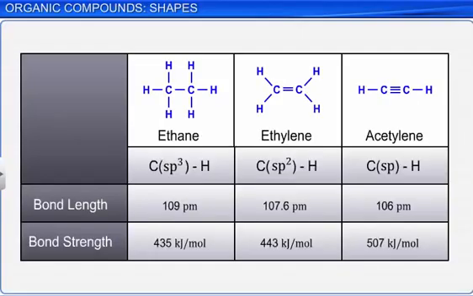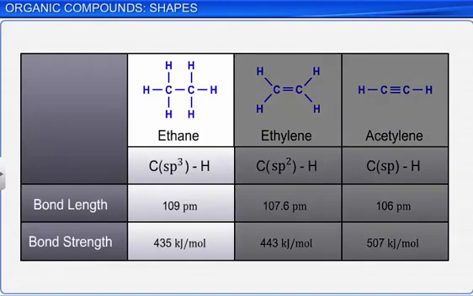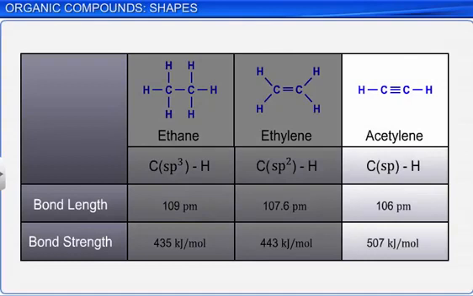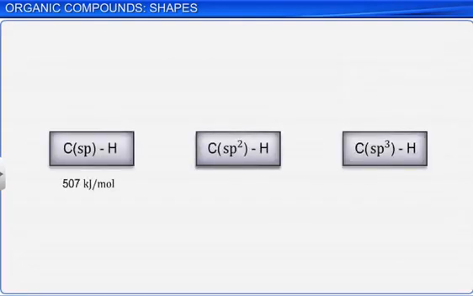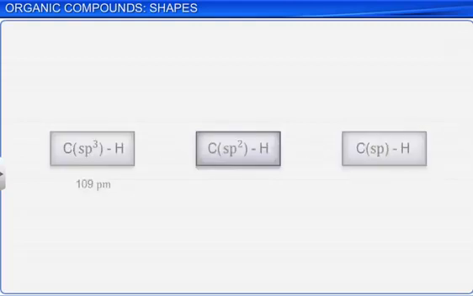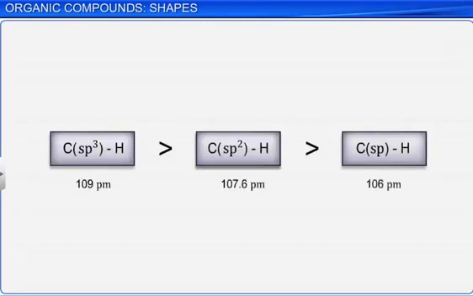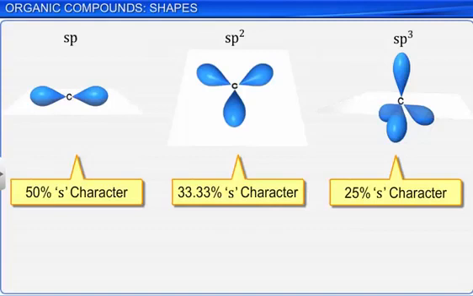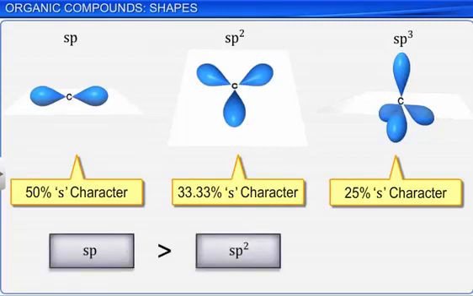Let's compare the CH bond lengths and the bond strengths in ethane, ethylene and acetylene. Thus, bond strength of sp hybrid orbital is greater than sp2 followed by sp3 as shown here. And the bond length of sp3 hybrid orbital is greater than sp2 followed by sp as shown here. Thus, the greater the s character, the greater is the electronegativity. Sp is more electronegative, followed by sp2 and sp3.